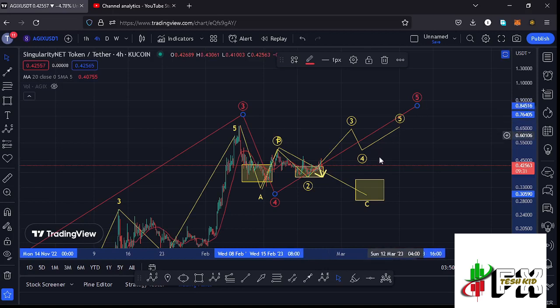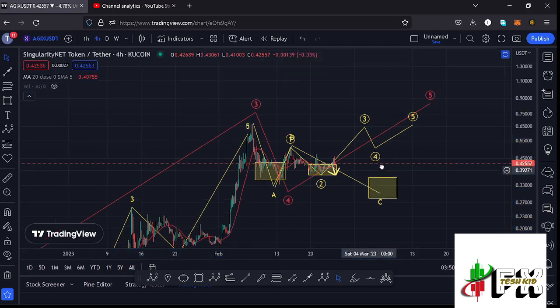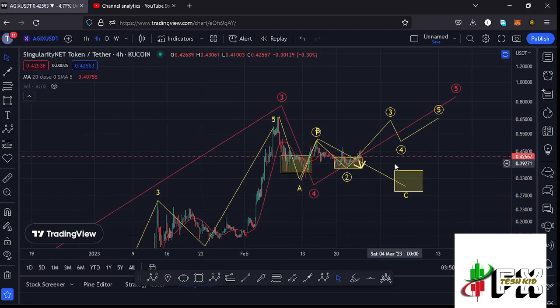But I still have confidence in AGIX, where I still believe it's going to continue obeying the Elliott wave structures, continue holding above the 20-day MA, and also give us that pump in the formation of that wave 5, and also fully maximize our target areas.